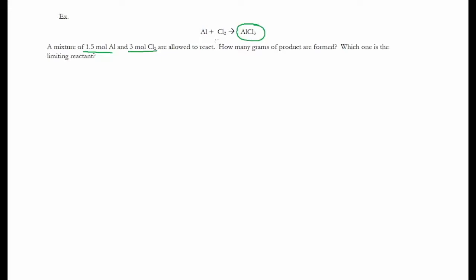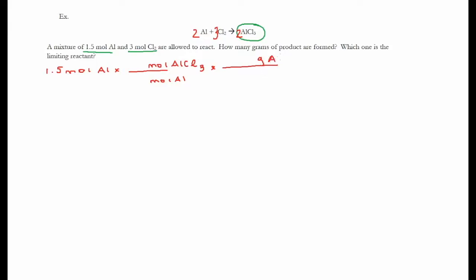The first thing I've got to do is balance. I've got 3 chlorines here and 2 here, so I'm going to put a 3 coefficient in front of here, a 2 here, and then a 2 here. Now I can actually convert into grams of aluminum chloride. I'm going to start off with 1.5 moles of aluminum, and I'm going to get into moles of aluminum chloride, because I don't need to convert from grams or anything. I'm already in moles of aluminum. So I'm going to put moles of aluminum on bottom, and moles of aluminum chloride up top. And then from moles of aluminum chloride, I can go directly into grams of aluminum chloride.